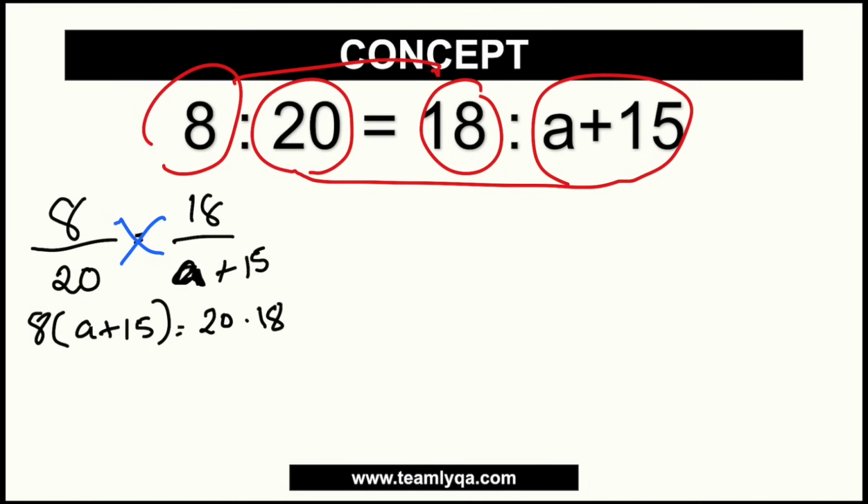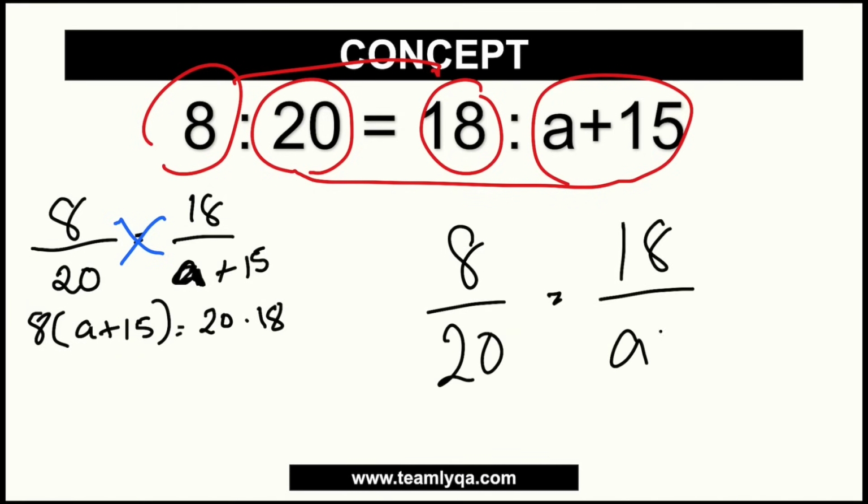Magdi-divide pa ako ng malaking number, and it's going to be pretty tedious for you guys. Now, ano yung suggestion natin using ratio rotation? We will just solve it like we would a regular problem. So, let's start with 8 over 20 is equal to 18 over a plus 15. But my suggestion would be this.